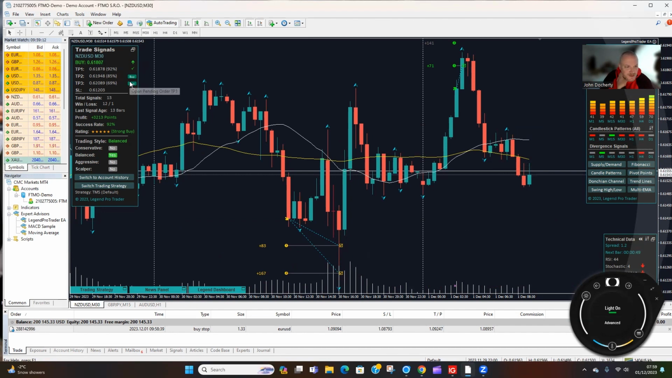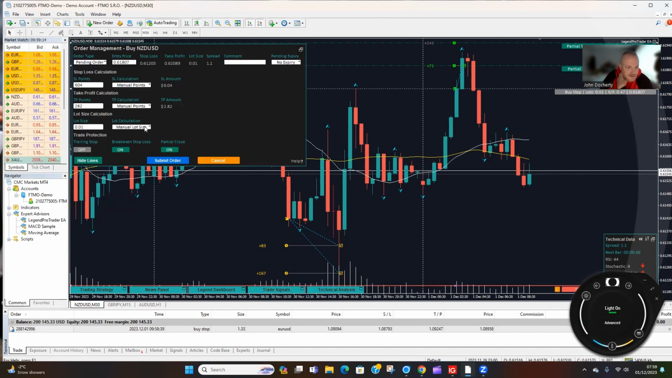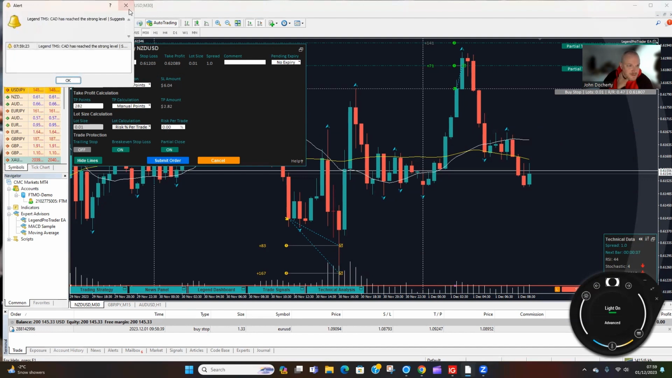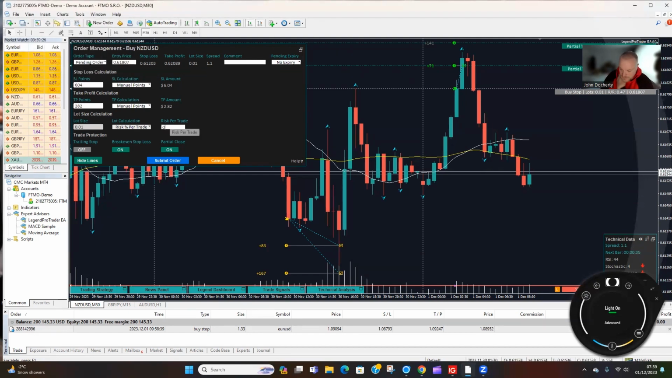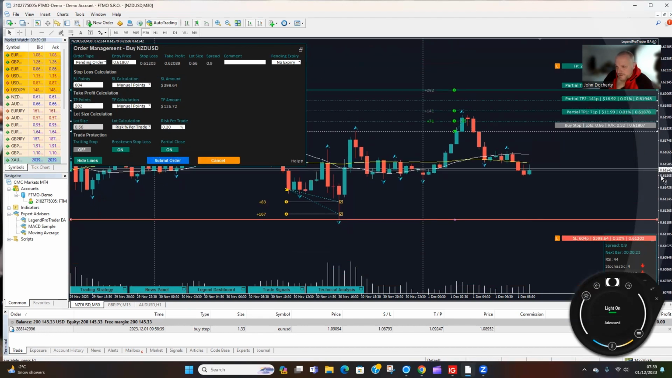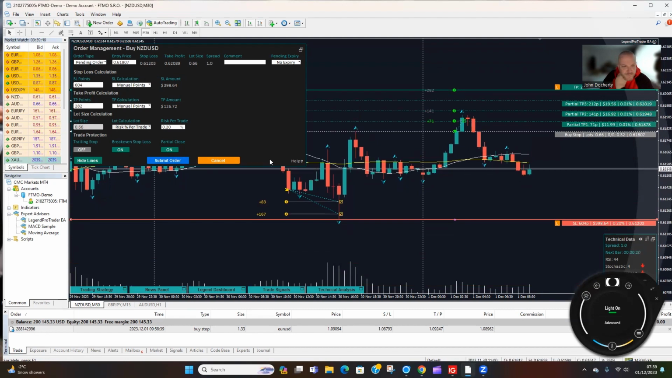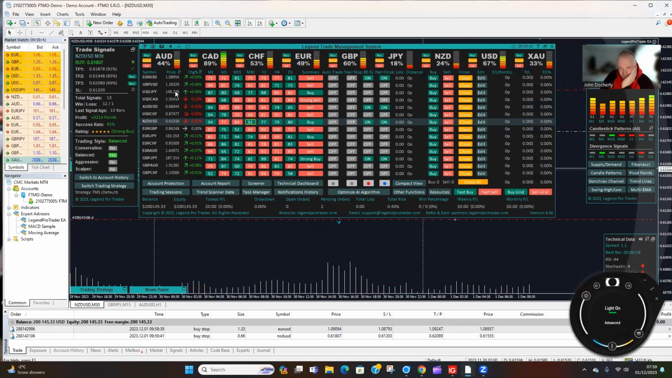Right. So I'll click on this again on the risk per trade. 0.2. So that's going to calculate the lot size. Again, we've got the stop loss and the break evens. Submit that order. And we'll do one more.